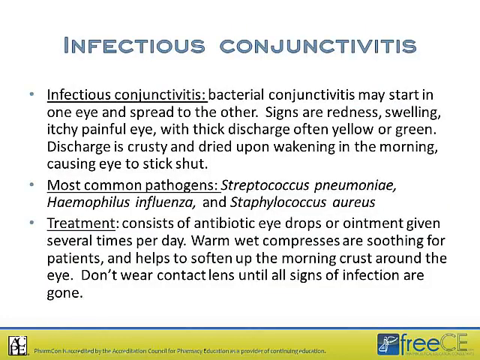Infectious conjunctivitis does need treatment. Infectious conjunctivitis is a bacterial conjunctivitis. It'll start in one eye and spread to the other. Keep in mind, allergic will present in both eyes, whereas infectious will start in one eye and it generally moves across to the other. The signs are redness, swelling, an itchy, painful eye with a thick discharge, often a yellow or green color, usually thick, gooey, crusty in the morning and dried upon wakening in the morning. And a lot of times the eyelashes can have the eye matted shut.